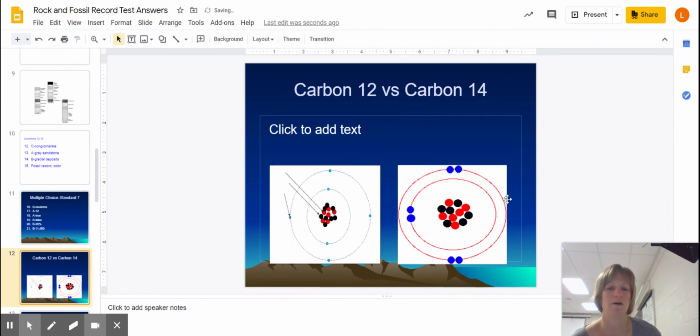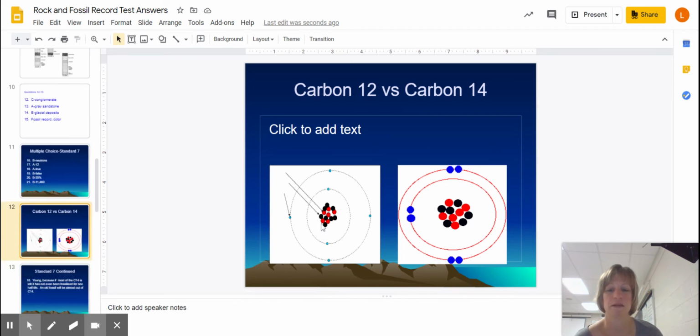Okay, so question number, oh yeah, I wanted to show you this too. So when I asked you about carbon-12 versus carbon-14, when you look at this with me, this side is the carbon-14, this side is the carbon-12. And notice they both have 6 red protons, but the carbon-14 has 8 black neutrons instead of 6. That's what makes it unstable.